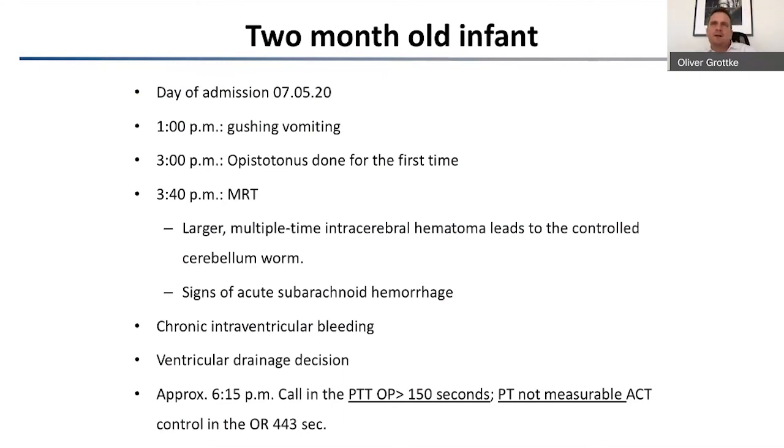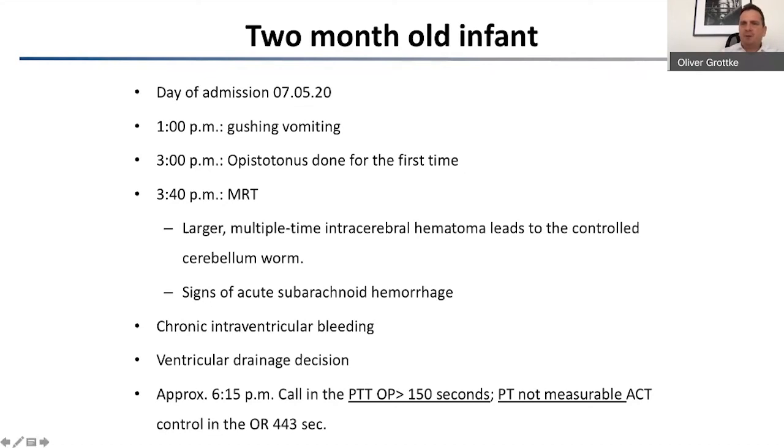This was a 2-month-old infant, which we treated last year. The little one showed gushing vomiting and opisthotonus, all for the first time. We did an MRI scan, and this patient was transferred from a smaller hospital because there were signs of bleeding. It was then shown that there were multiple intracerebral hematomas, which of course needed to be operated on immediately. Our neurosurgeon wanted to go ahead and place a ventricular drainage. I was called myself this evening, around 6 o'clock.